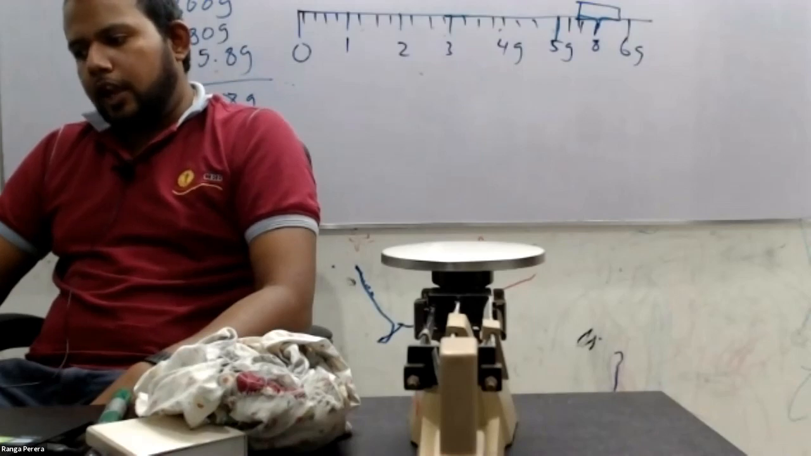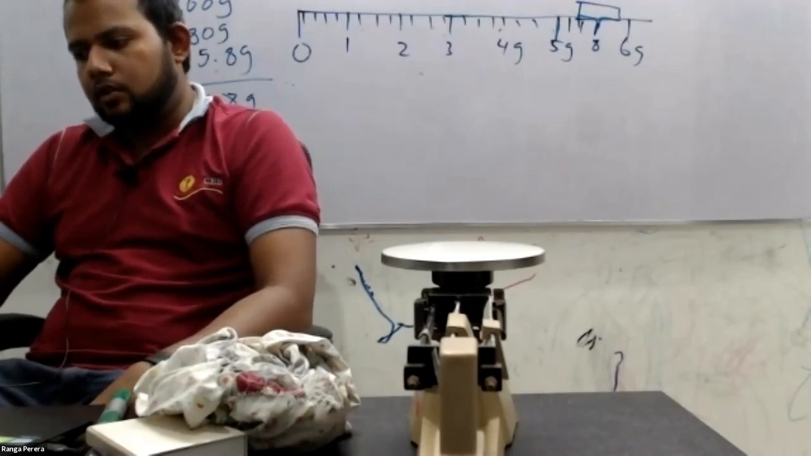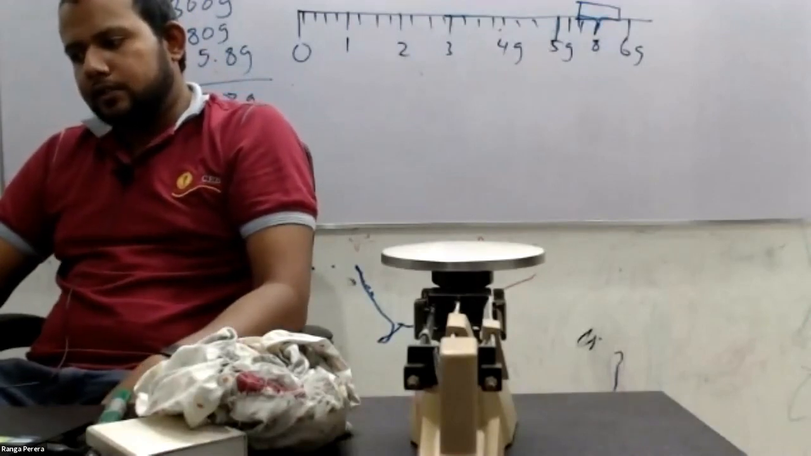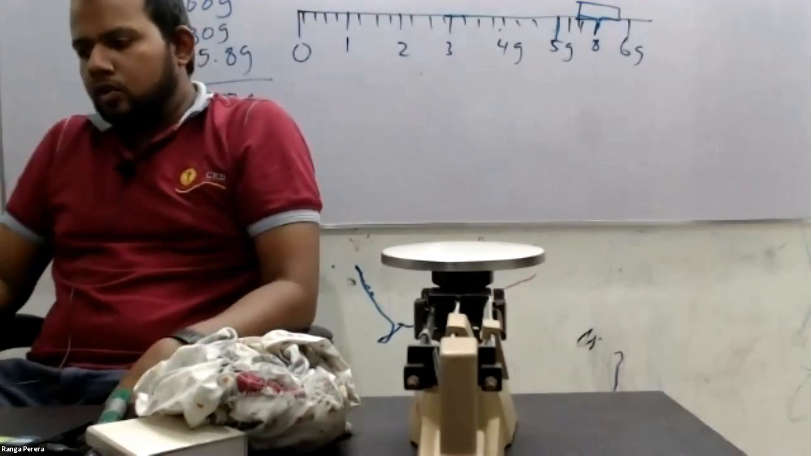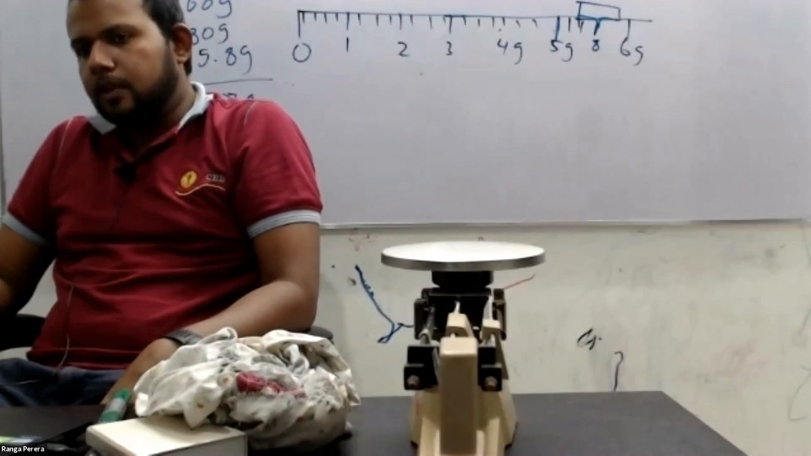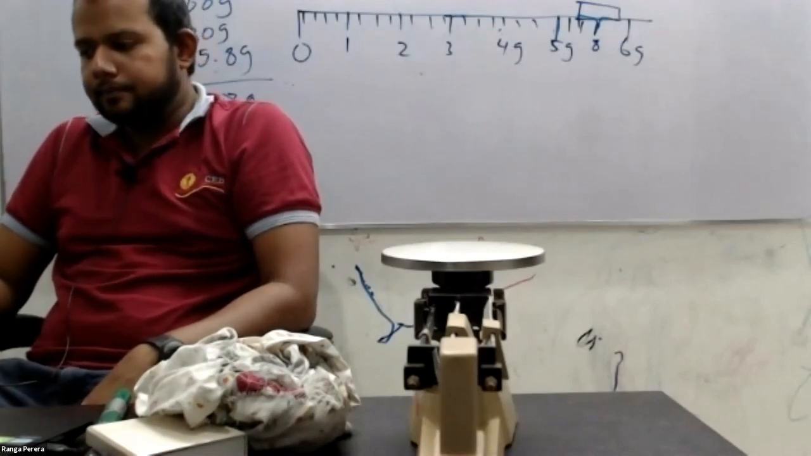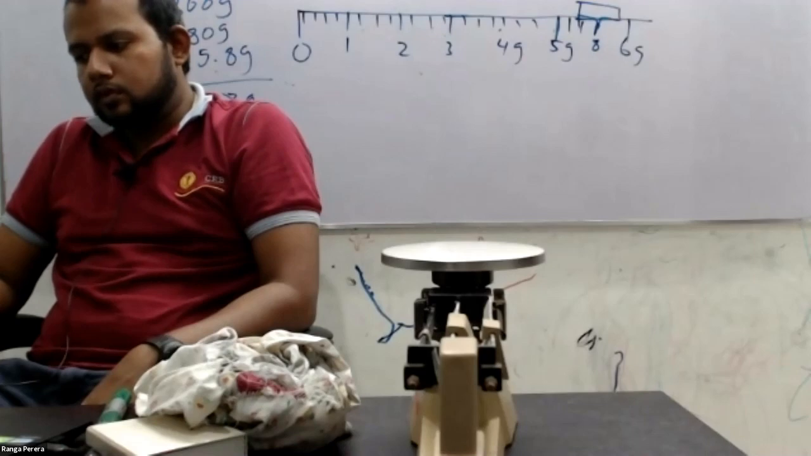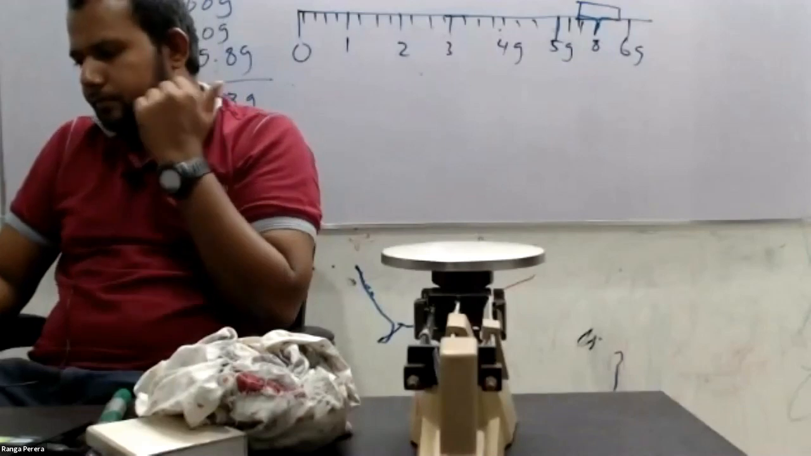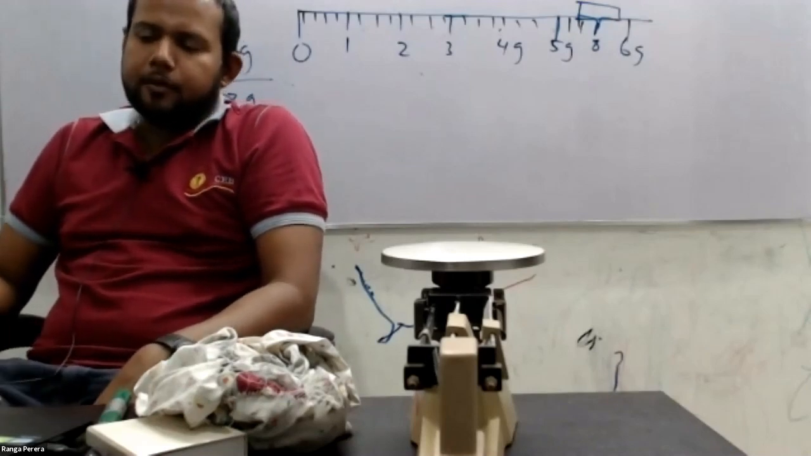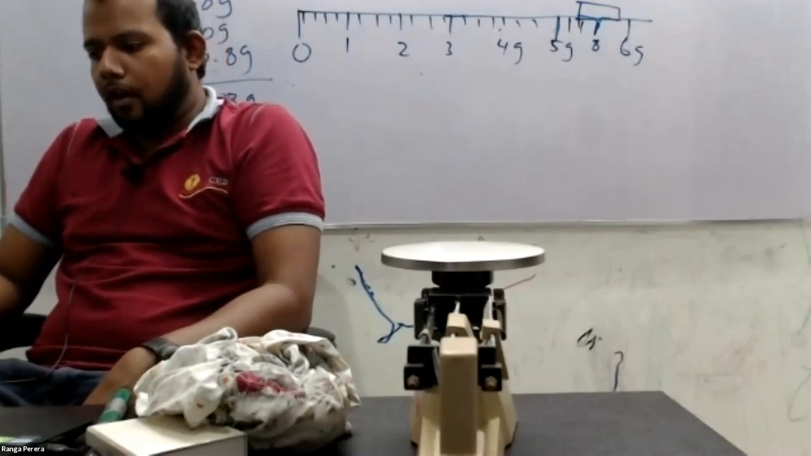Check to see if the balance is properly adjusted. To adjust, set all riders at 0 with all objects removed from the platform.